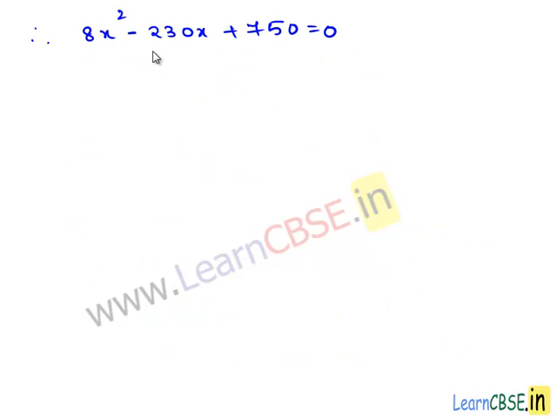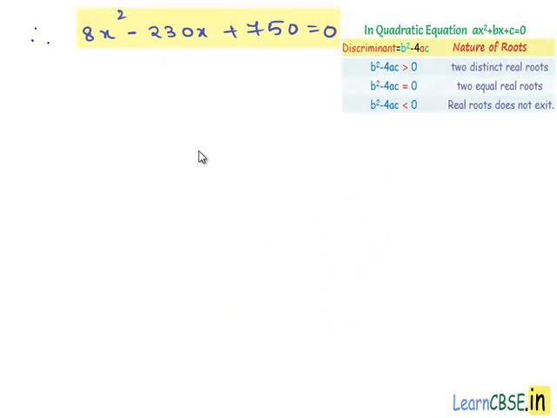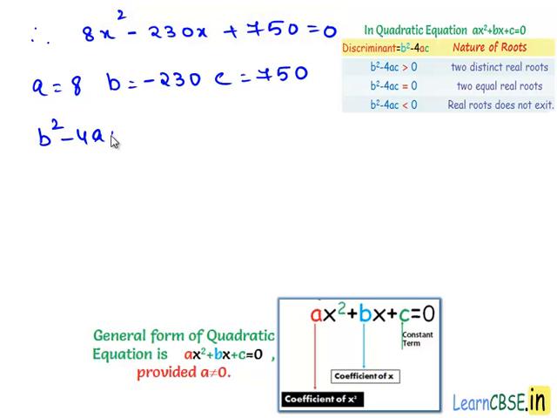Now we have finally obtained a simplified quadratic equation. Let us find the roots of this equation. For this, let us compare the quadratic equation with the standard form of the quadratic equation, that is ax square plus bx plus c is equal to 0. On comparing, we have the values of a, b and c. So a is equal to 8, which is the coefficient of x square, b is equal to minus 230, which is the coefficient of x, and c is equal to 750, which is the constant. Now let us calculate the value of b square minus 4ac.